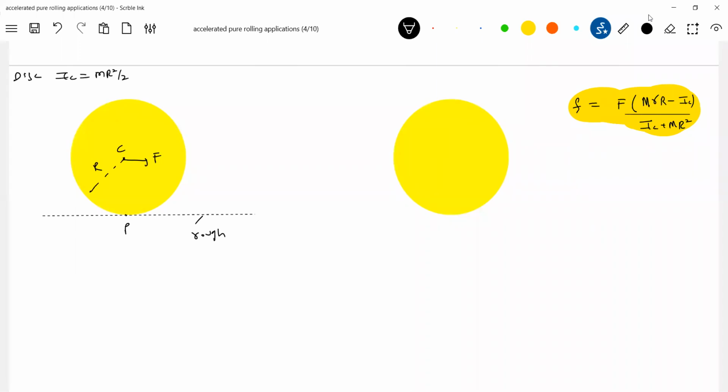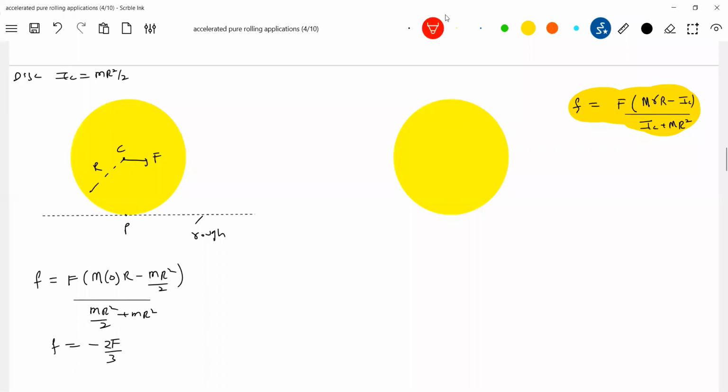Now, from this formula, I'm trying to cross check here. If I substitute this, this will be F into (M R square by 2 minus M R square) by (M R square by 2 plus M R square). So this will be how much? Minus 2F by 3. What do you mean by the negative sign? It will act opposite to the applied force, so the friction will act here. Then the center of mass will accelerate. Okay, next condition.